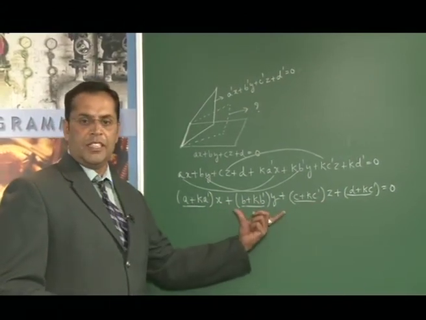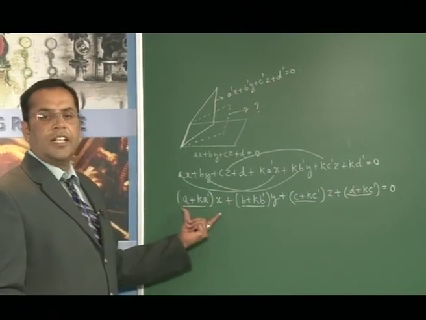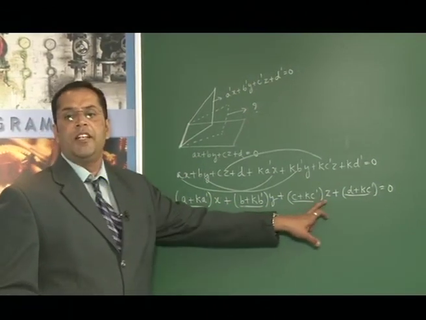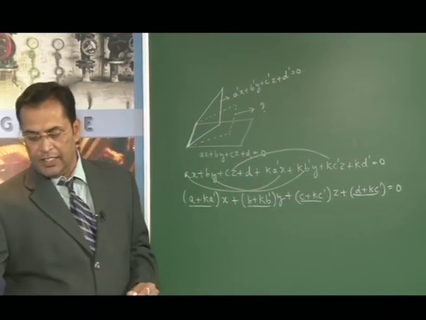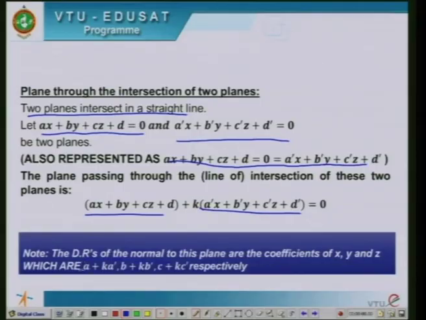Because this represents a plane, you can again say that the coefficients of x, y, z in this plane equation are the direction ratios of the normal to the new plane. That is written in the note below. The DRs of the normal to this plane are the coefficients of x, y, z, which are A plus kA dash, B plus kB dash and C plus kC dash respectively.